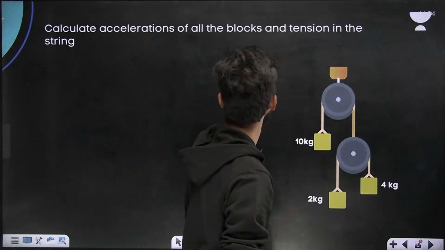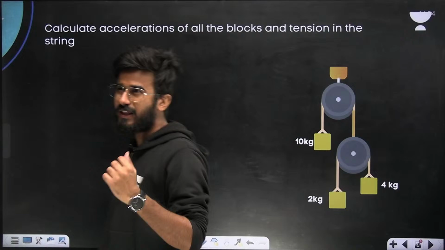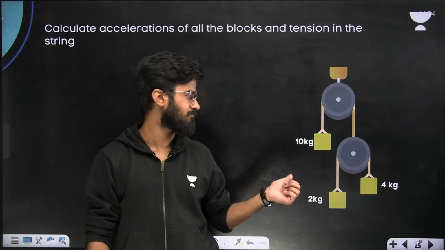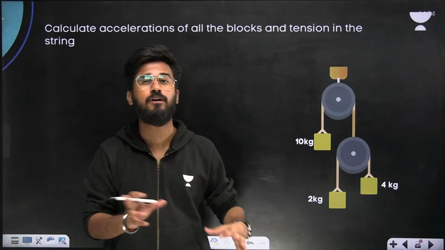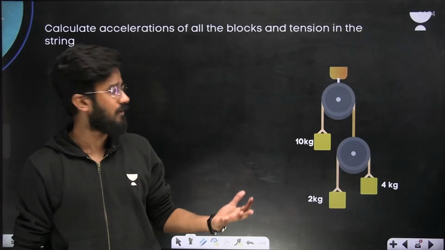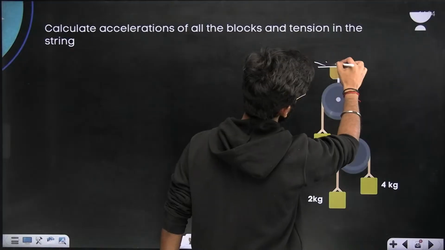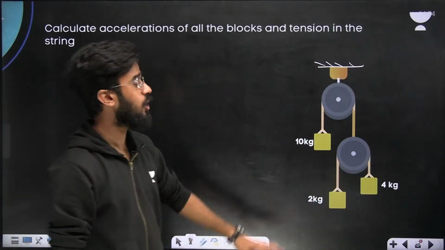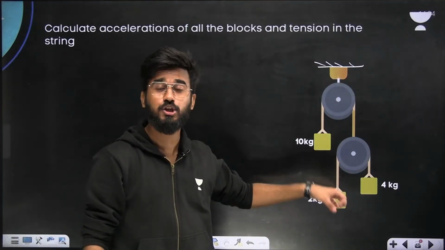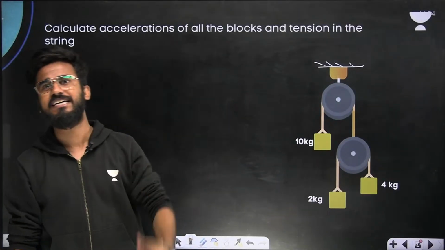Yeah, this is the problem. This is one of the, I should say, not very conceptual but very calculative problems. This is also in HC Verma. How will we solve it? What is the approach of this particular question? Let me talk about this. This is fixed, and this is a movable pulley. I've also written the relations between these accelerations in the constraint motion.